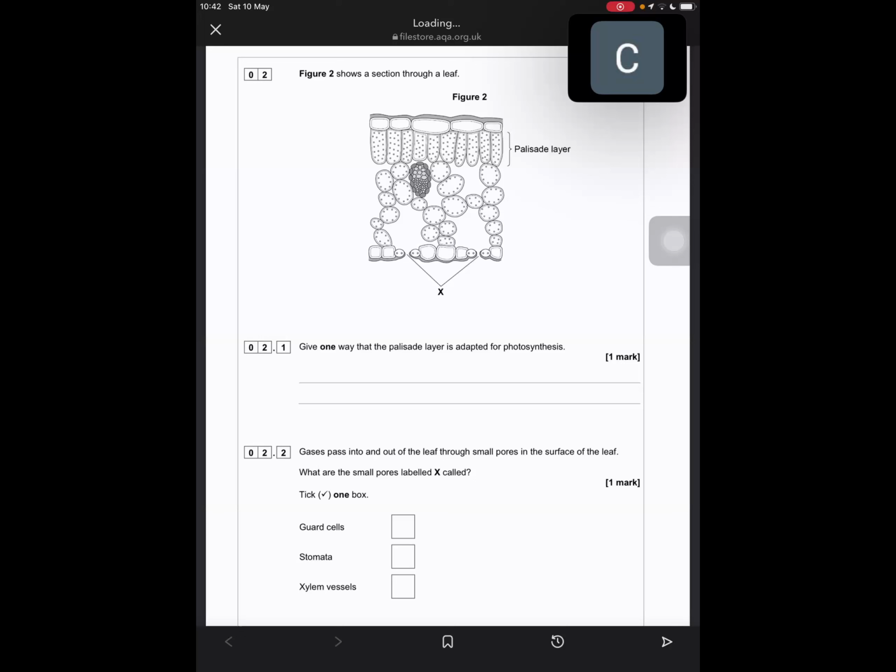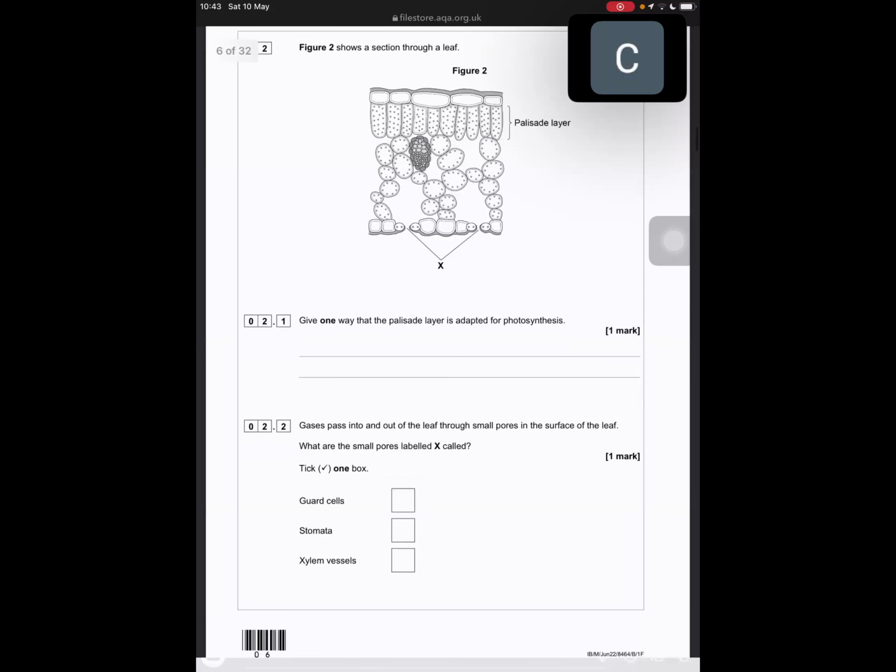Okay. The next one says gases pass into and out of the leaf through small pores in the surface of the leaf. What are the small pores labeled X called? Okay, we know those are called the stomata. So the stomata is the correct name. Okay, so we can move on.